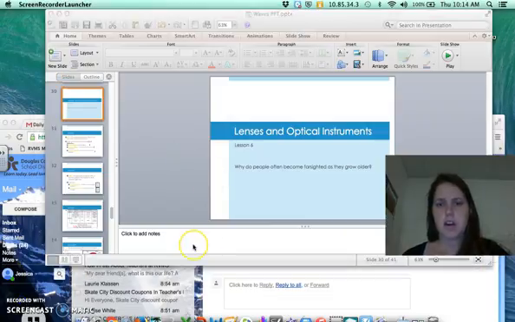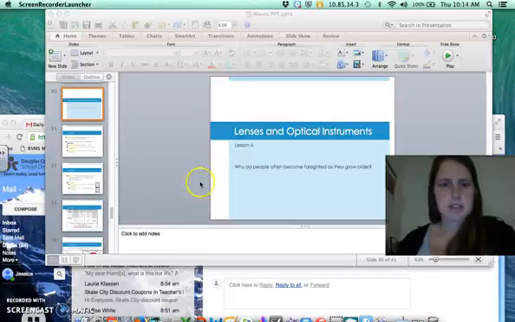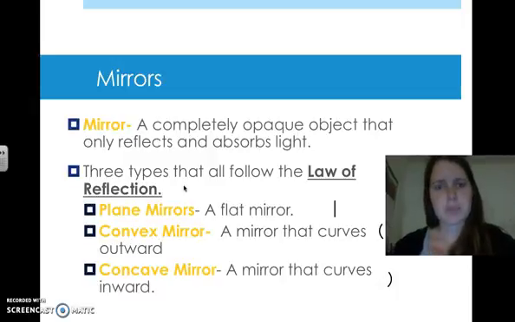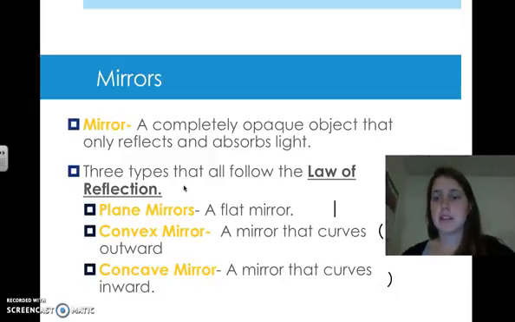Right, we are going to talk about lenses and optical instruments. So mirrors, this would be considered an optical instrument because it is something that plays with your eyes, something that you get information from your eyes. A mirror is completely opaque. That means that you can't see through it.